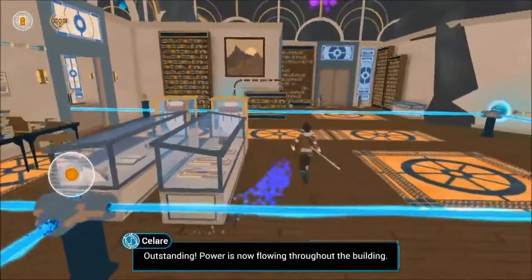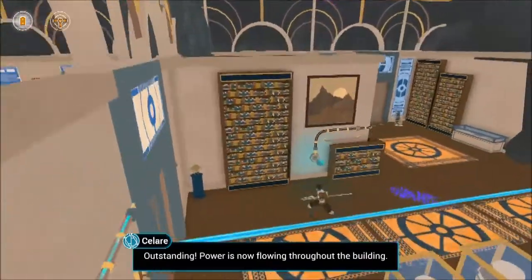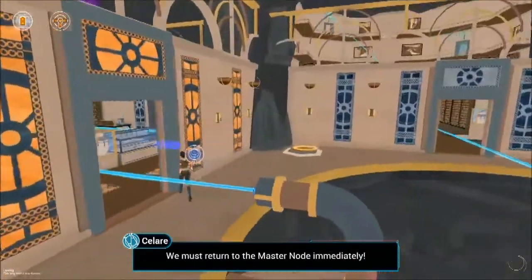Outstanding. Power is now flowing throughout the building. We must return to the master node immediately.